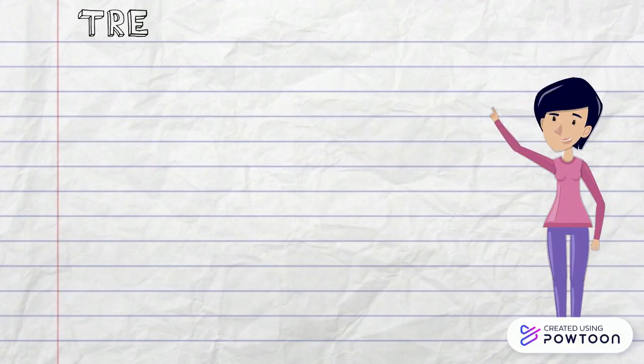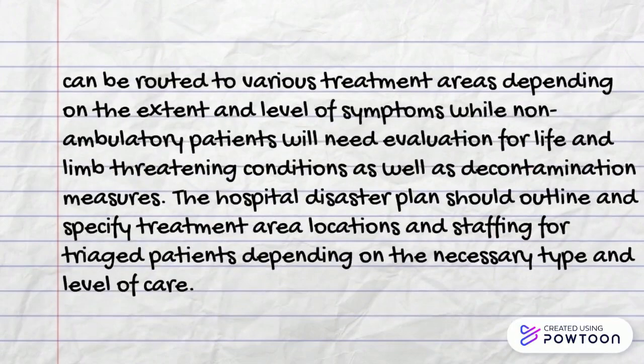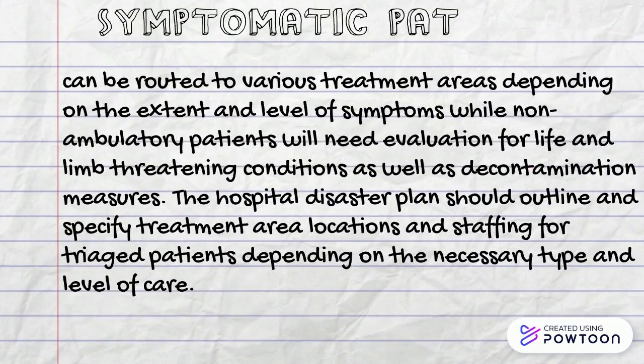Treatment. Triage of ambulatory patients occurs after decontamination and can be initially as basic as symptomatic vs asymptomatic, depending on the exposure. Symptomatic patients can be routed to various treatment areas depending on the extent and level of symptoms, while non-ambulatory patients will need evaluation for life and limb-threatening conditions, as well as decontamination measures.